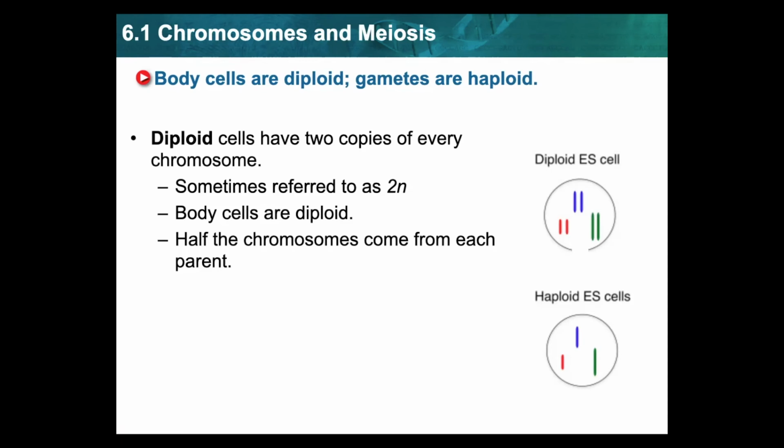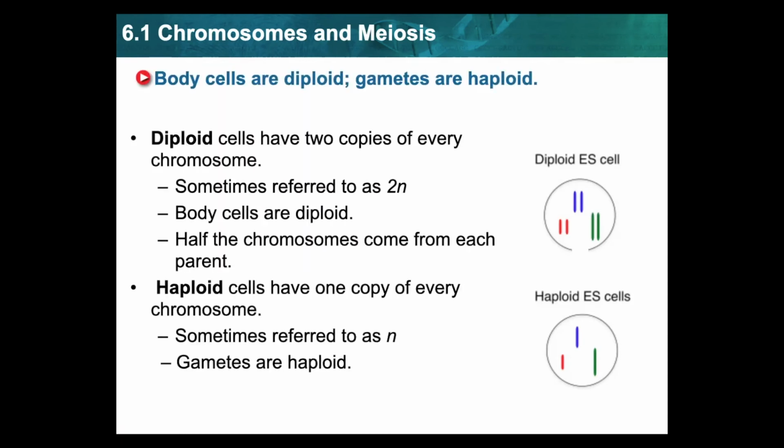So in your body cells, you have half from mom, half from dad. Each came from a different parent. Haploid cells have 1 copy of every chromosome. You might see in the book that it's just written as N. Gametes are haploid cells, so egg and sperm cells only have 1 copy each.